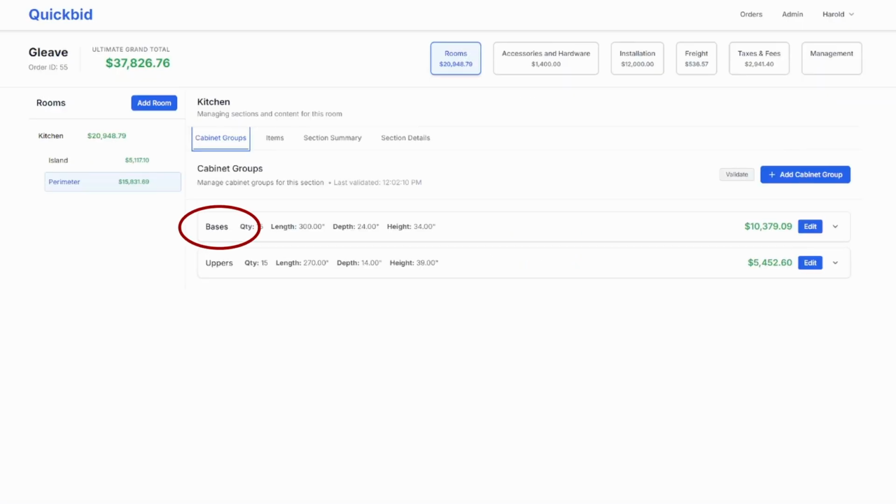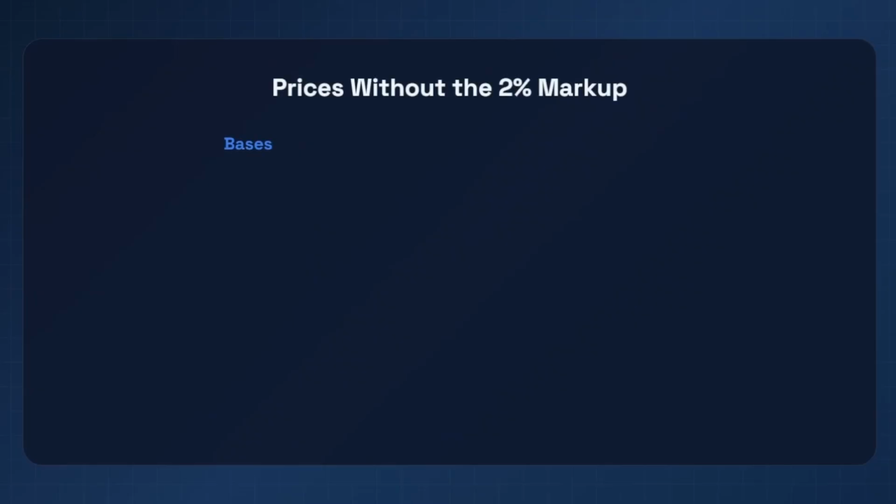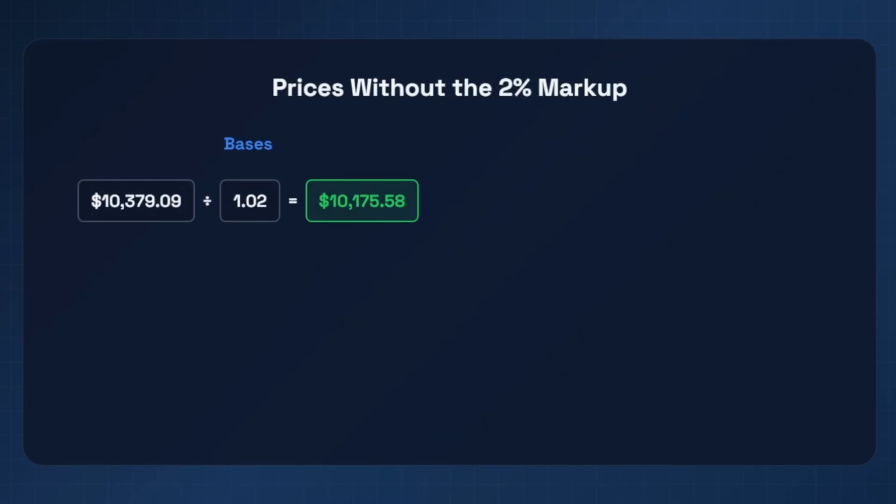The bases cost $10,379.09, and the uppers cost $5,452.60. To understand the markup impact, let's calculate what these prices would be without the 2% markup by dividing by 1.02.